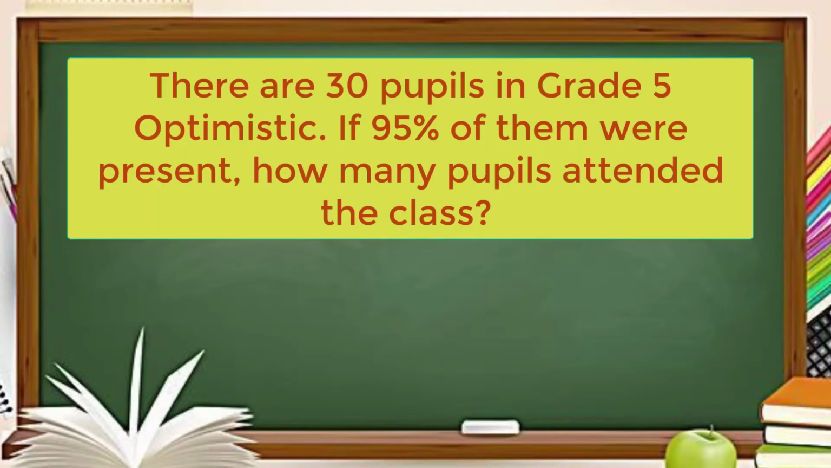Now, let us try another example in finding the percentage of a given problem. Let me guide you in solving this one. There are 30 pupils in Grade 5 Optimistics. If 95% of them were present, how many pupils attended the class?